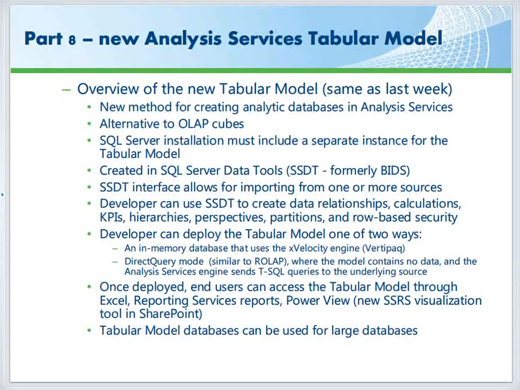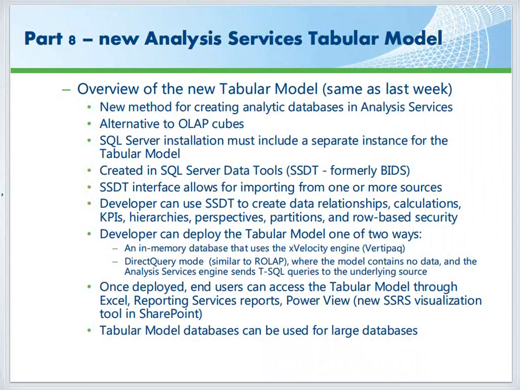Now, as I also covered last week, if you want to use the tabular model, you have to create a separate instance from the normal default instance when you install SQL Server. So on my machine, as we'll see here in a minute, I have the normal database instance, but I also have a second instance for the tabular model. Now, we use SQL Server Data Tools, formerly BIDS, to create the new tabular model. So when you go into SQL Server Data Tools, you have the option to either create a normal OLAP SSAS project the way you normally could, or you can create a new tabular model.